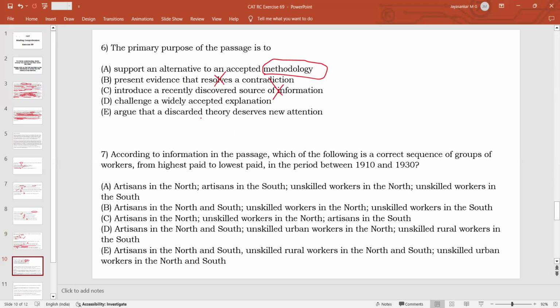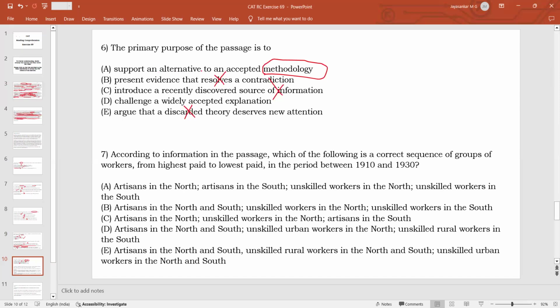Argue that a discarded theory deserves new attention. We are not talking about any discarded theory. Discarded theory means a theory that has been dismissed as irrelevant or incorrect. So here it is not talking about a theory that was dismissed as irrelevant and reconsidering that theory. No, that is not the answer here.